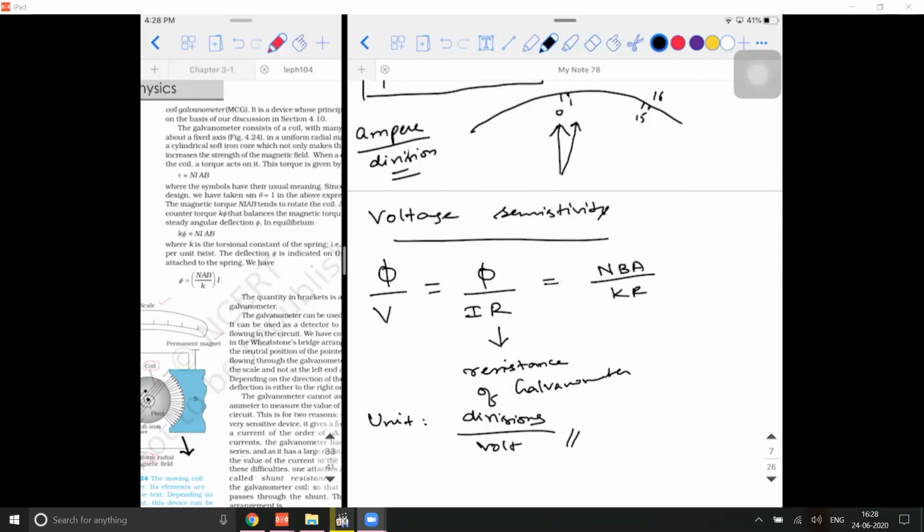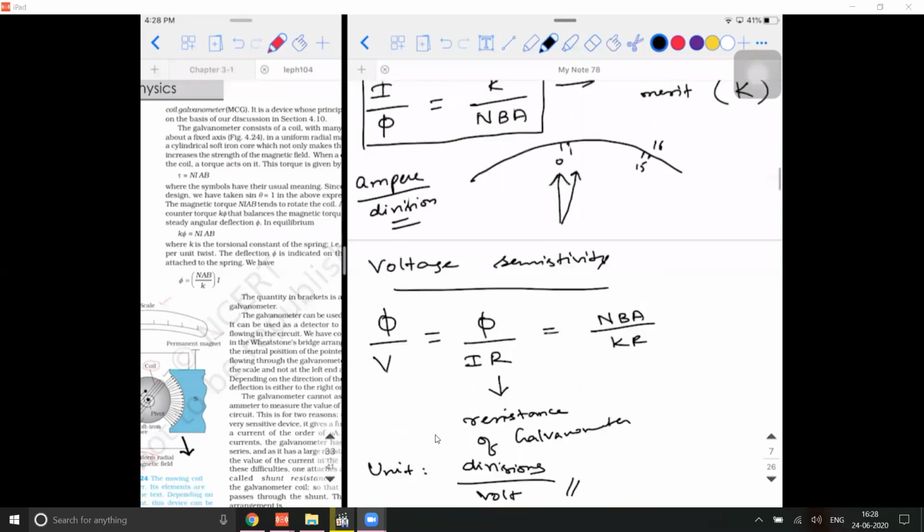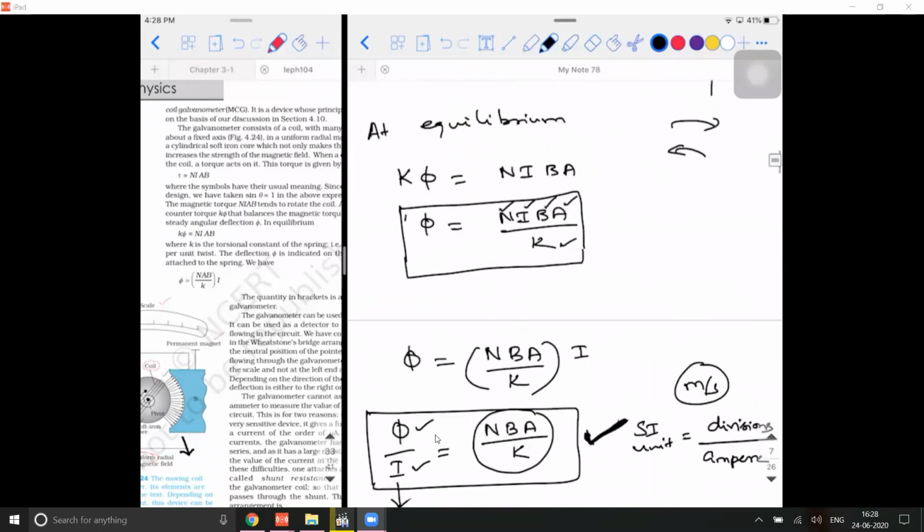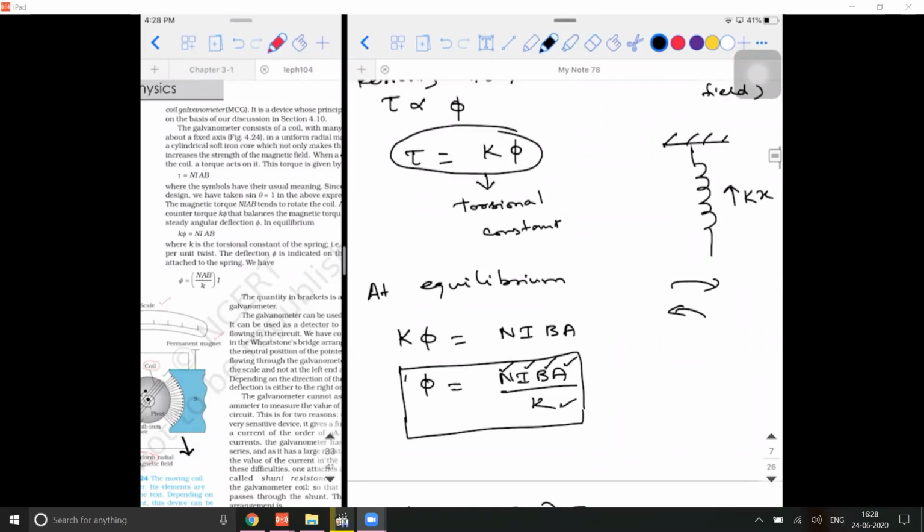Sir, in a galvanometer, why is the direction of the current reversed? It is not reversed always. I never told it will be reversed. Sometimes what can happen is, suppose you are connecting an alternating source. Then its direction keeps reversing.